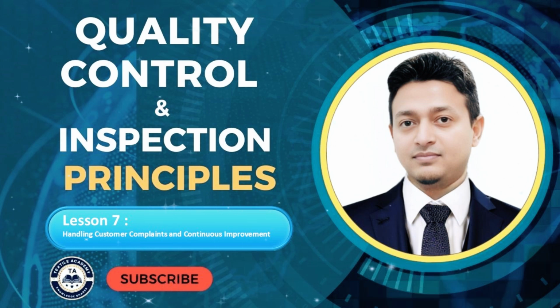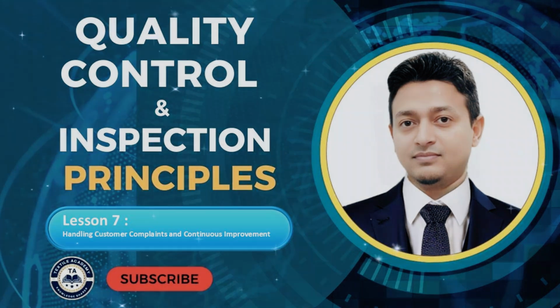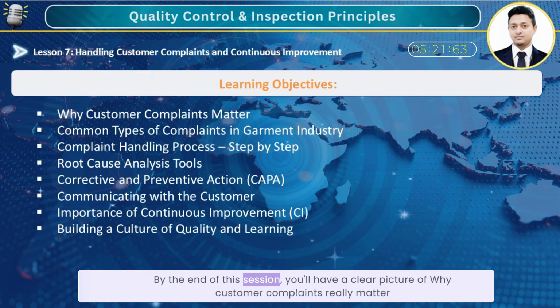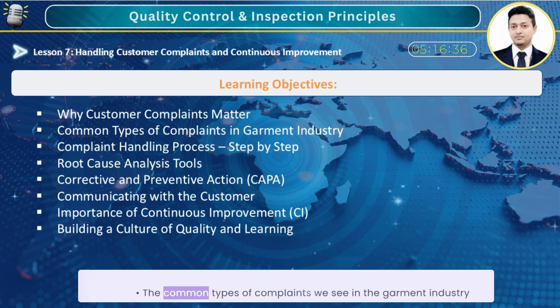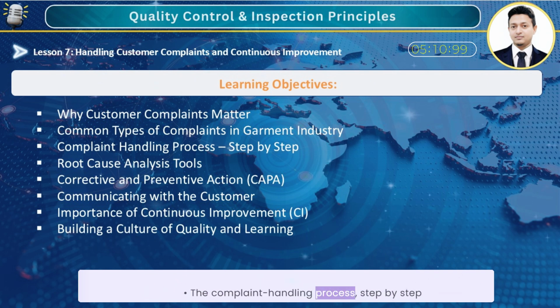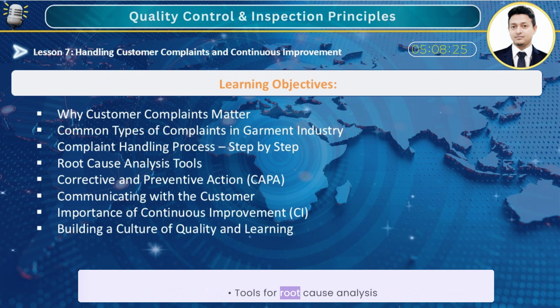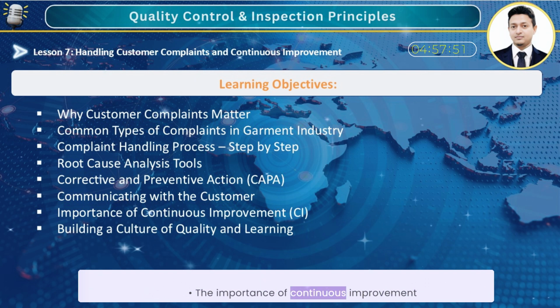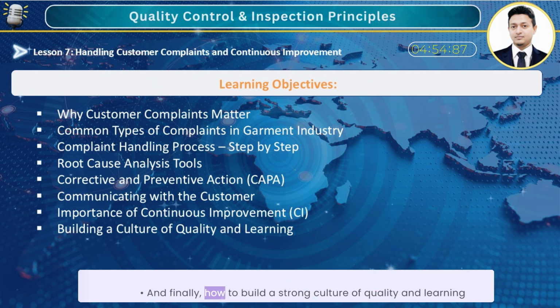Today, we are moving on to Lesson 7, Handling Customer Complaints and Continuous Improvement. By the end of this session, you'll have a clear picture of why customer complaints really matter, the common types of complaints we see in the garment industry, the complaint handling process, step by step, tools for root cause analysis, corrective and preventive actions, or CAPA, how to communicate effectively with the customer, the importance of continuous improvement, and finally, how to build a strong culture of quality and learning.